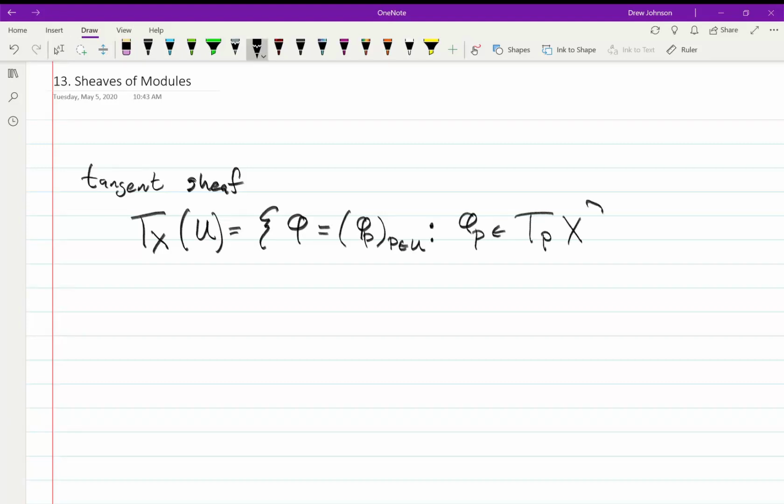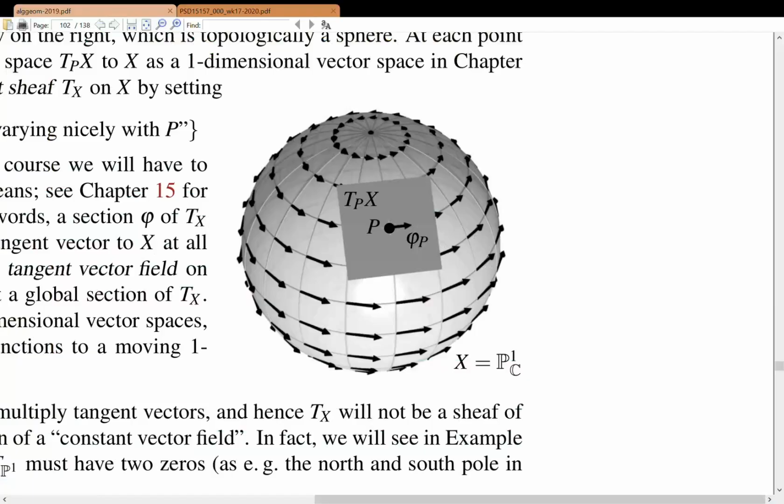All right, so we defined what the tangent space is. Hopefully you also have a sort of intuitive notion of that. Okay, and then we should also require that phi_p is somehow varying nicely with p. You don't want to just have completely arbitrary elements here. They should sort of vary continuously in some way. All right, so we'll try and make this precise later. But for now, here's a picture.